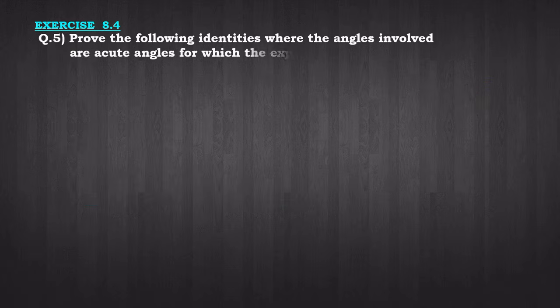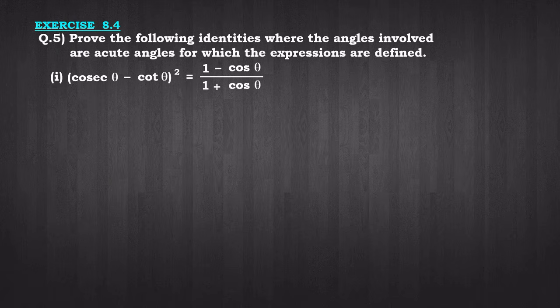Now, let us solve question 5, part 1, from exercise 8.4. The question asks us to prove that cosecant theta minus cotangent theta, the whole squared, is equal to 1 minus cosine theta divided by 1 plus cosine theta.